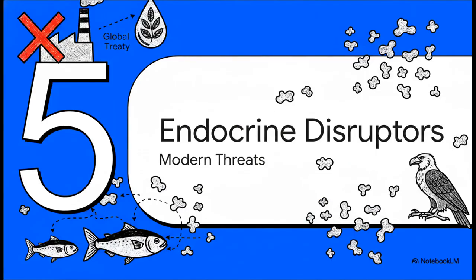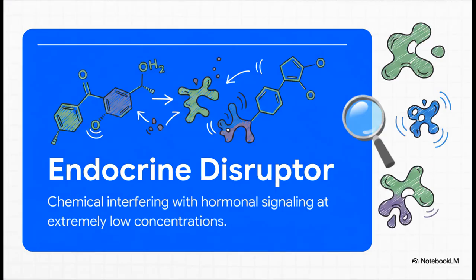Section 5. Modern Endocrine Disruptors. So, we ban DDT, we have a global treaty for mercury. The problem is solved, right? Well, unfortunately, no. The principles of the invisible multiplier apply directly to the chemicals surrounding us right now. Let's take a look at a category called endocrine disruptors. These are chemicals that interfere with the body's hormonal signaling system, basically mimicking, blocking, or altering natural hormones.